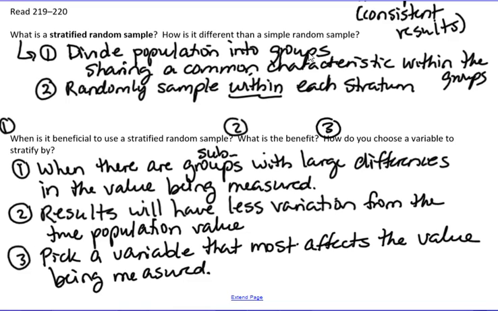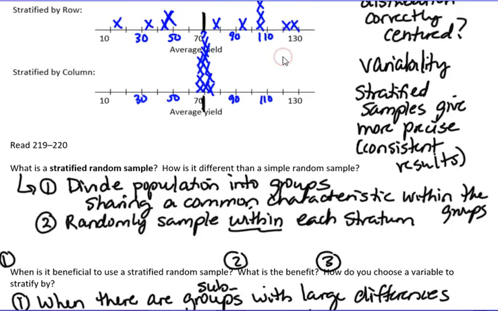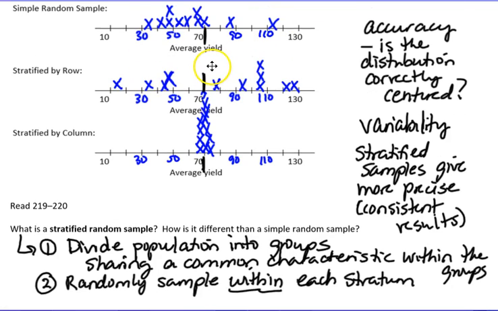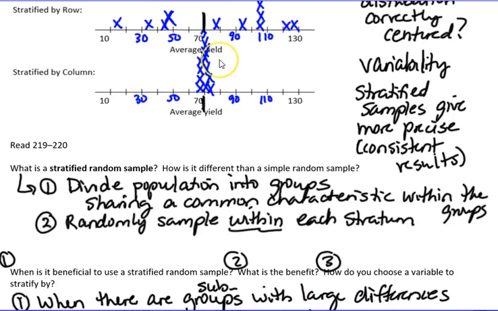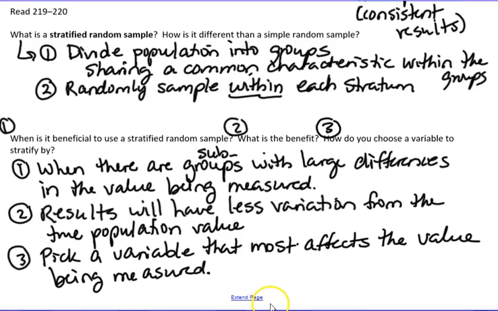And how do you choose a variable to stratify by? Well, obviously you can't just choose any old variable. Choosing rows did not help at all. Choosing columns helped. So you want to make sure that you pick a variable that most affects the value being measured. So in this case, distance from the river was most effective.